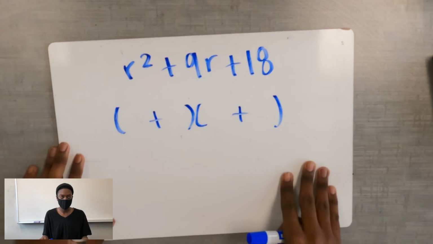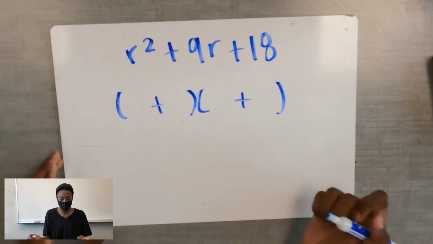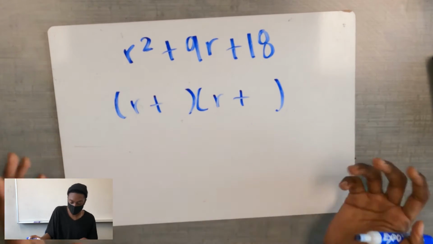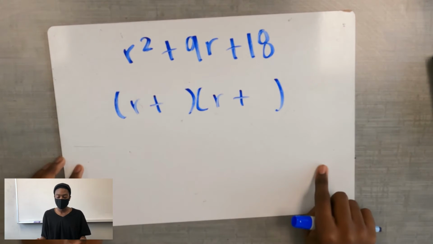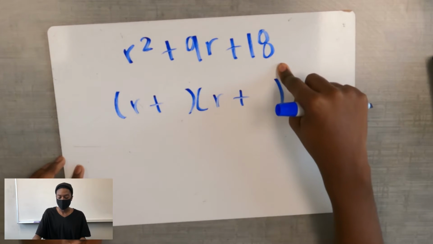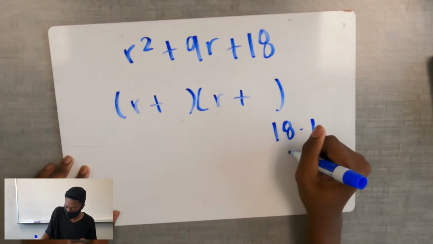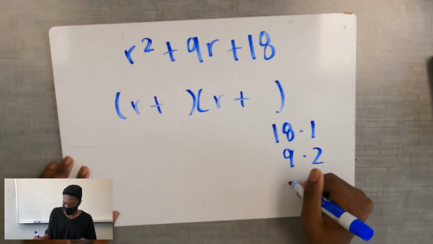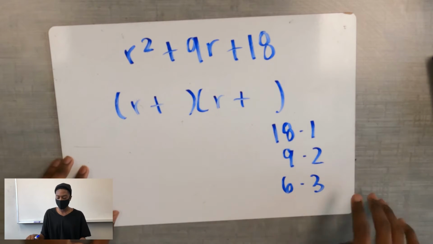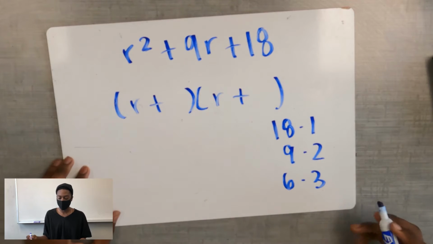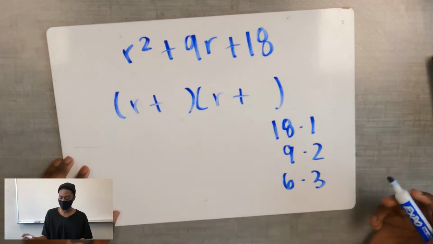All right, let's look at this first thing, r squared. What two numbers multiply together to get r squared? Well, that's just r, because r times r is r squared. Now let's look at this, because this is important. What two numbers multiply together to get 18? Let's make a list. We have 18 times 1, 9 times 2, and 6 times 3. With these numbers that we've listed, we need to find a pair that adds together to get 9r, or 9.